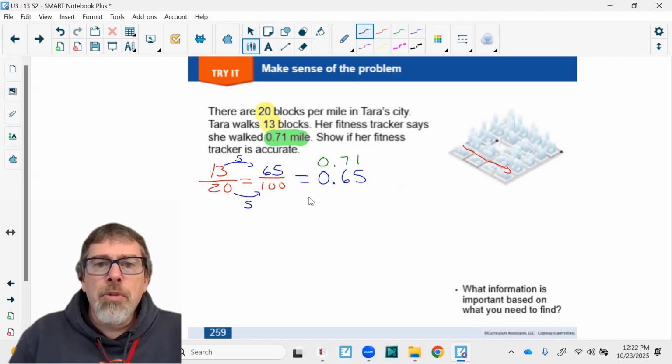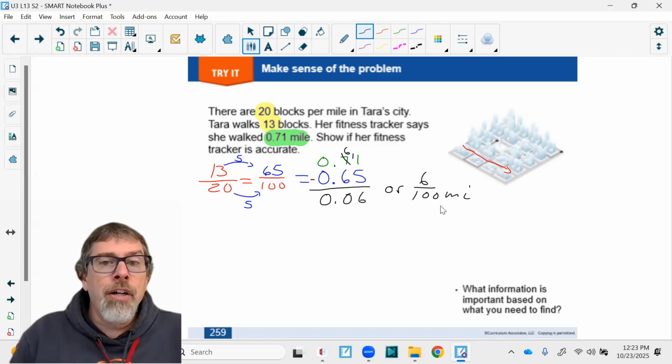And the actual was 0.71. So if I subtract the two, then we get 0.06 or 6/100ths of a mile. The tracker was off. Okay, it said she went a little bit further, but 6/100ths of a mile is not very much.